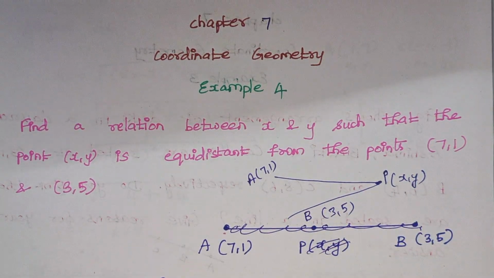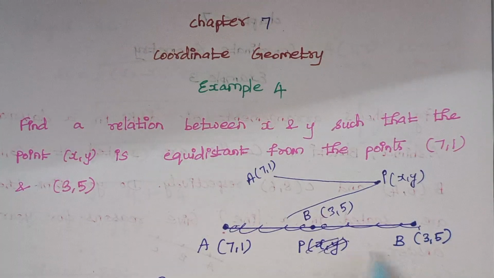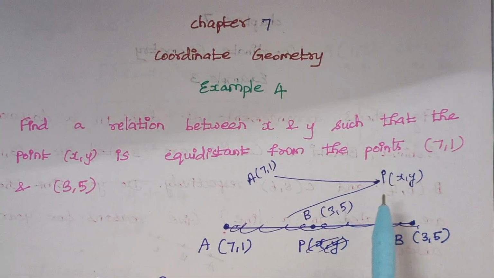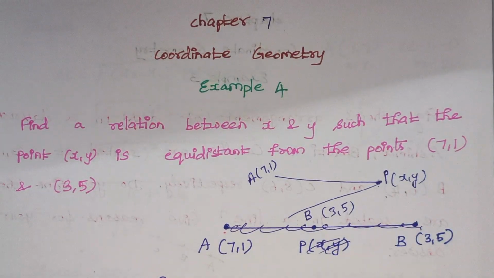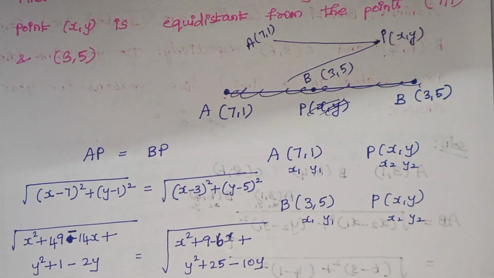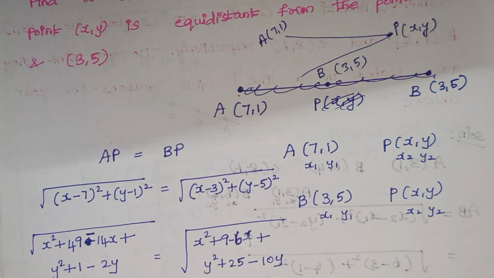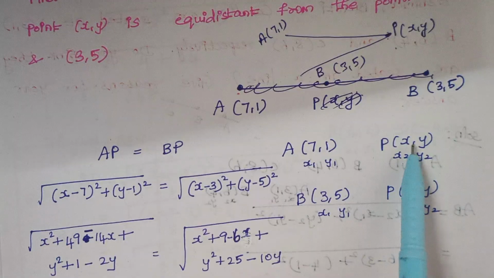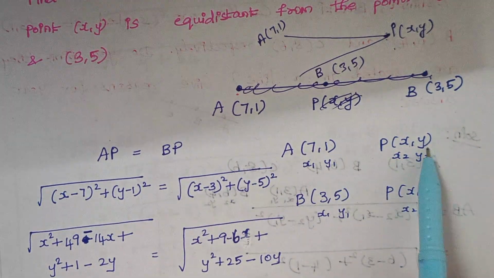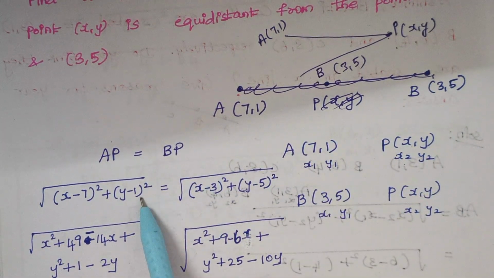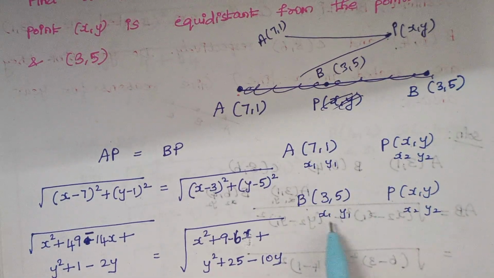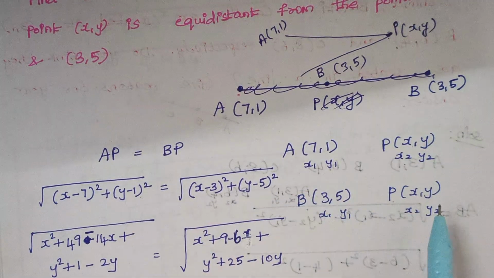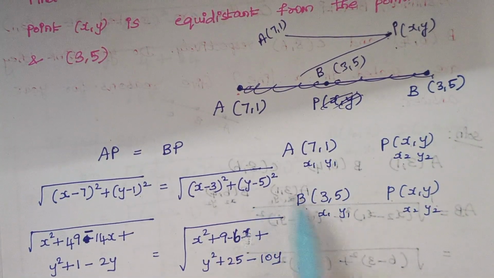Now, because it is clearly given that the points are equidistant, that is, the distance AP is equal to BP. So again we are making use of the distance formula, right? The formula is the same, right? Root of (x2 minus x1) the whole square. Here x2 is x. So (x minus 7) the whole square plus (y minus 1) the whole square. And what about the points B and P? You see 3 comma 5 and x comma y. Again (x minus 3) the whole square plus (y minus 5) the whole square, right?